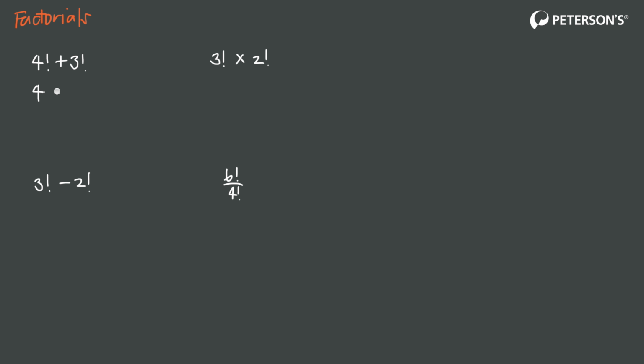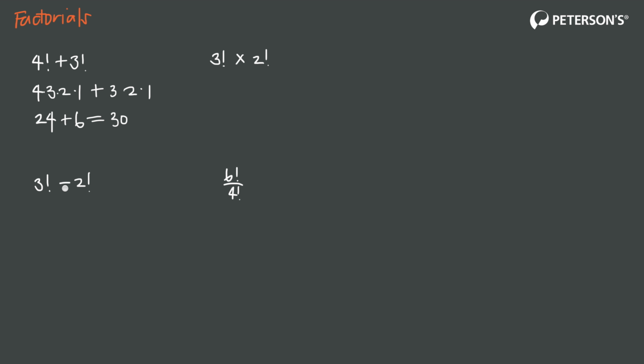So 4 factorial is 4 times 3 times 2 times 1. And then 3 factorial is 3 times 2 times 1. So 4 times 3 is 12. 12 times 2 is 24. 24 times 1 is 24. So we get 24 there. And then 3 times 2 is 6. 6 times 1 is 6. So we get 24 plus 6 is equal to 30. So 4 factorial plus 3 factorial is 30. But we calculated the individual factorials first before we did the addition.